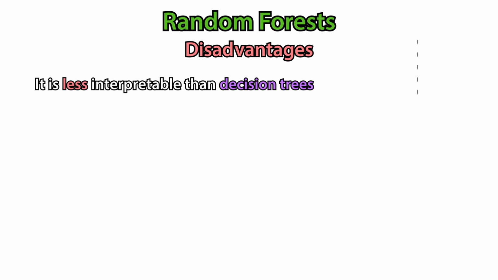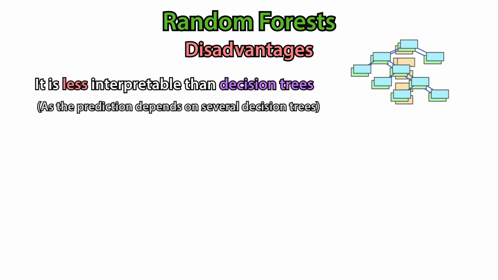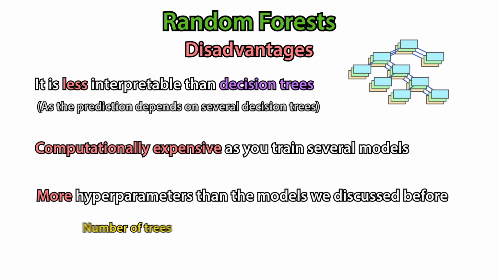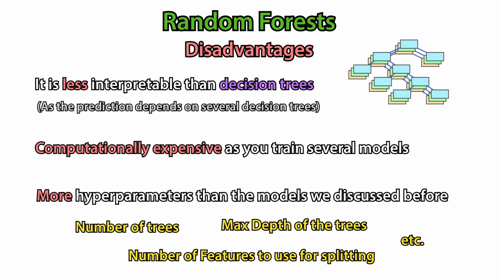Some of the disadvantages are, it is less interpretable than decision trees. It is more computationally complex as you train several models instead of one. Finally, it contains more hyperparameters than the algorithms we discussed before.